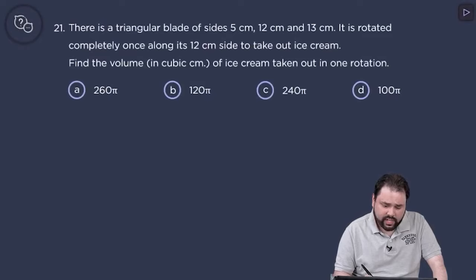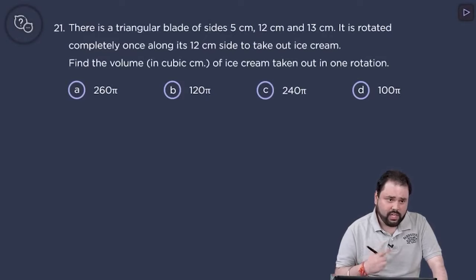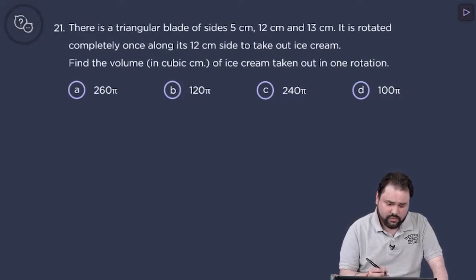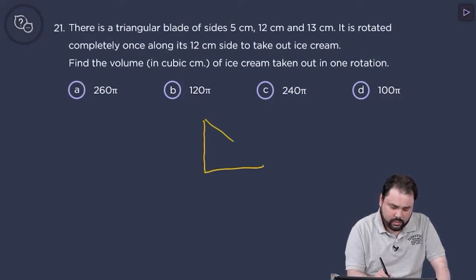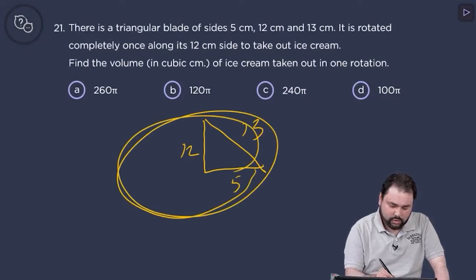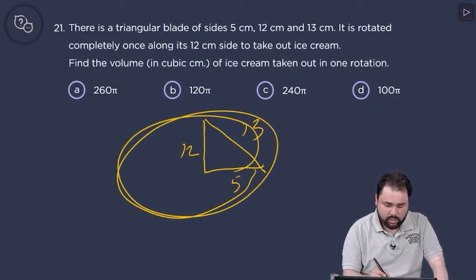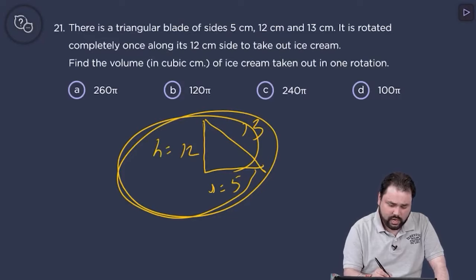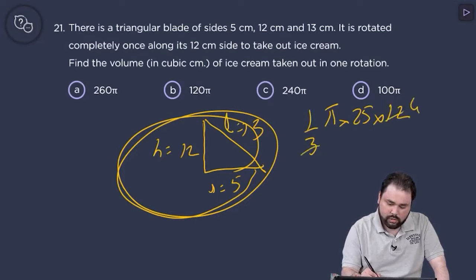Triangular braid of sides 5, 12 and 13. It is rotated completely once along the 12 centimeter side. Find the volume. So I have 5, 12 and 13. This is 13, this is 12, this is 5. It is rotated completely along this. That's how it will be rotated. So then this becomes the height. It's a circular cone. This will be the radius, this will be the height, and this will be the slant height. So 1/3 pi r squared h. 1/3 pi r squared, which is 25, into h, 12, 4. 100 pi.